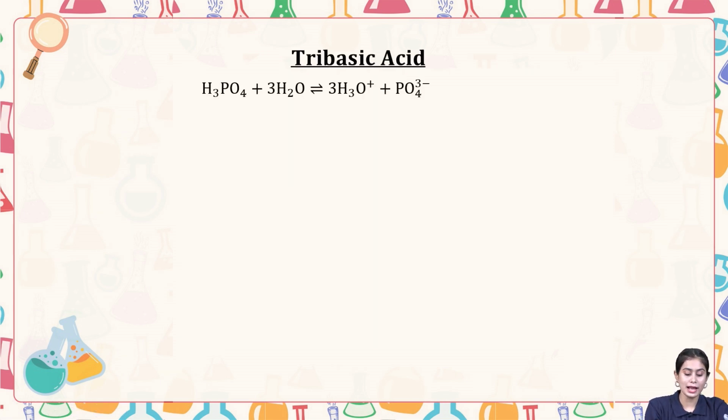Which example? H3PO4. How many hydrogens? 3 hydrogens. That's why tribasic acid. Simple. How many molecules of water will be required? 3 H2O. And how many hydronium ions will be formed? 3.